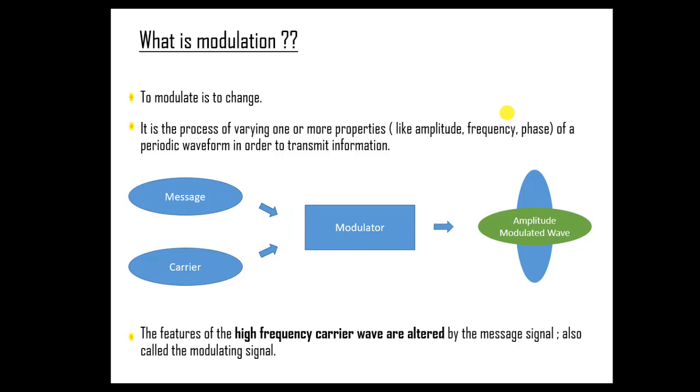More precisely, a low-frequency signal like human voice is used to change one or more properties of a high-frequency wave using some complicated circuitry. We call this process of alteration modulation. The high-frequency wave is called the carrier, as it carries the low-frequency signal across. The low-frequency signal is called the modulation signal or the message signal.